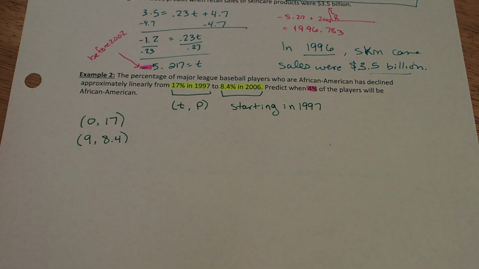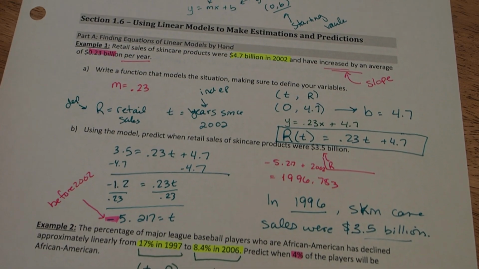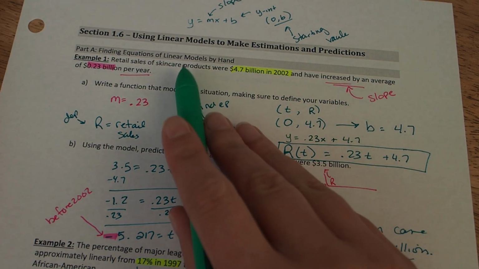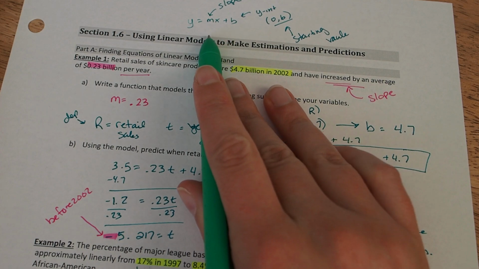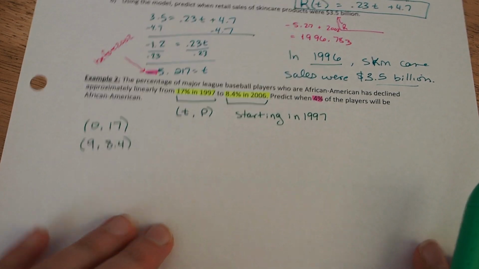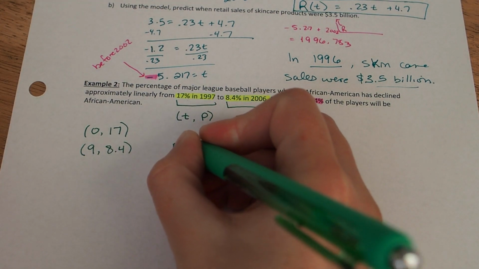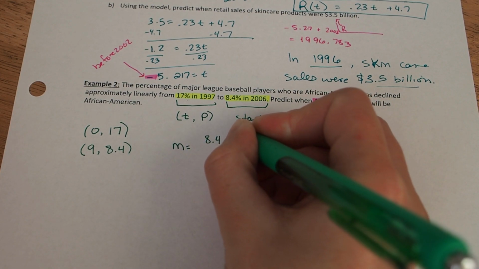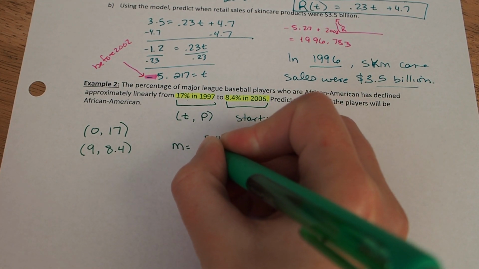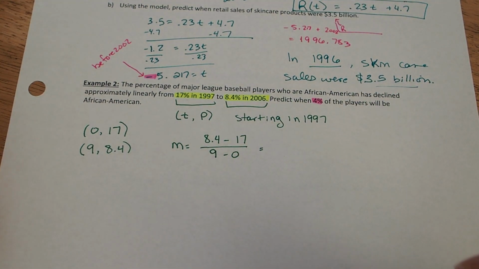Okay, so I have the two ordered pairs, and we know, like we said at the very top of this page, that if I'm going to write a linear model, I need to find the slope and the y-intercept. With two ordered pairs, I can find the slope first because I know a formula to find slope. So let's calculate our slope. m is going to be y2, which is 8.4, minus y1, which is 17, over x2, which is 9, minus x1, which is 0.